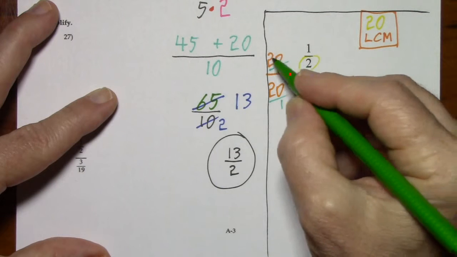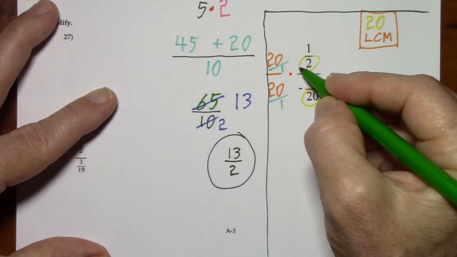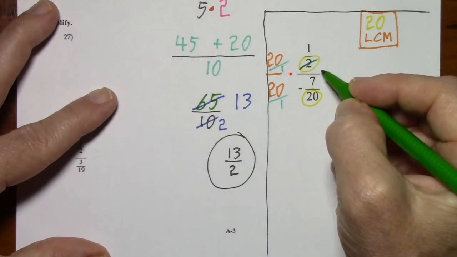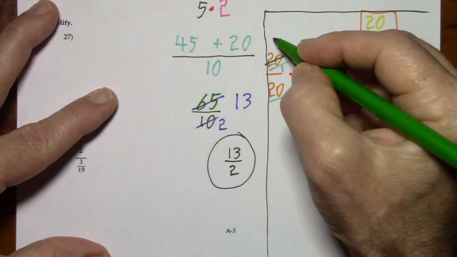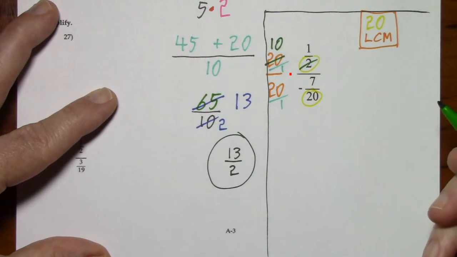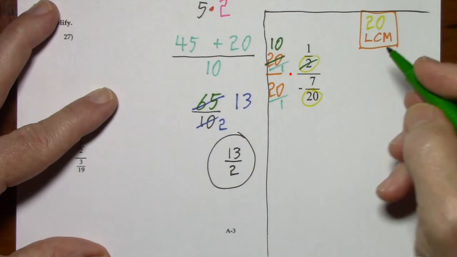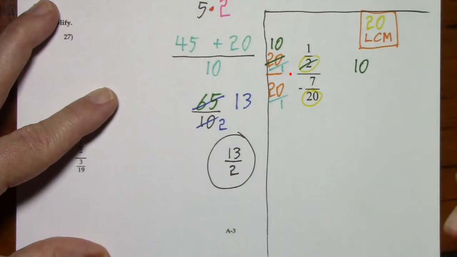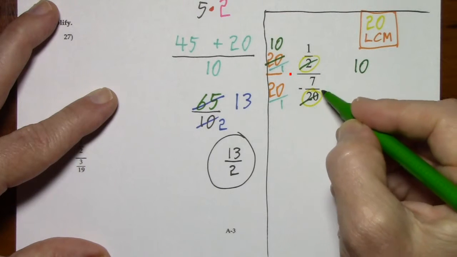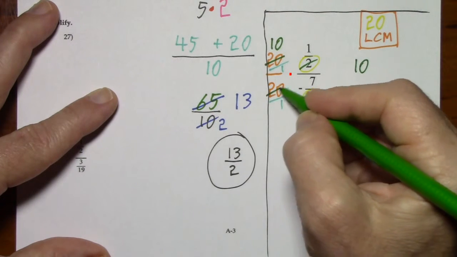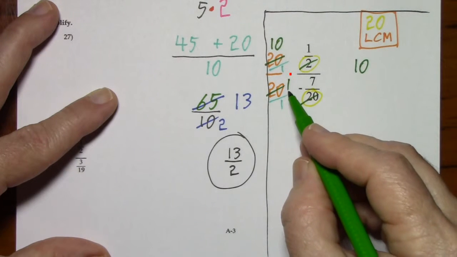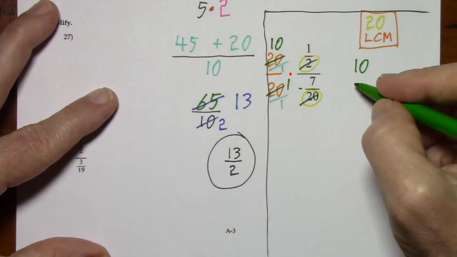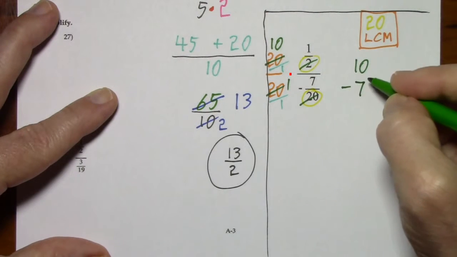And here we'll reduce before multiplying. Divide by 2 leaves you with a 1. I don't need to write it because this denominator is always going to go away. Divide by 2 leaves us with 10. So when you multiply straight across, you simply have 10. Over here, divide by 20 leaves you with 1. Divide by 20 leaves you with 1. Multiply straight across, and you have 1 times negative 7, or negative 7.